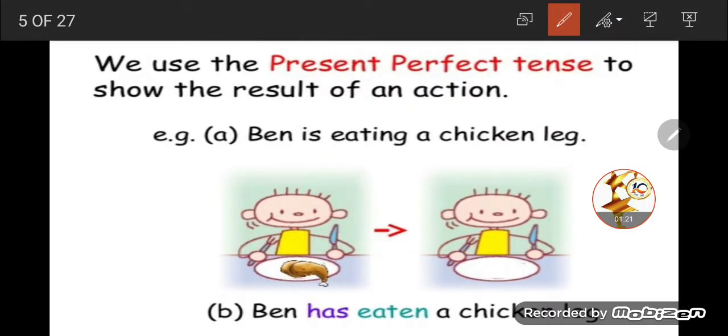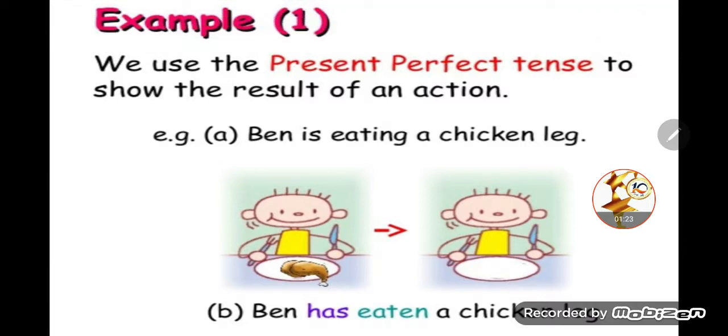In the present perfect, we use it to talk about what? To talk about an action which is finished or has finished. I have an action that finished, but the result of the action is in the present time. The action itself, the event itself, is finished, but the result of the action still exists in the present time.